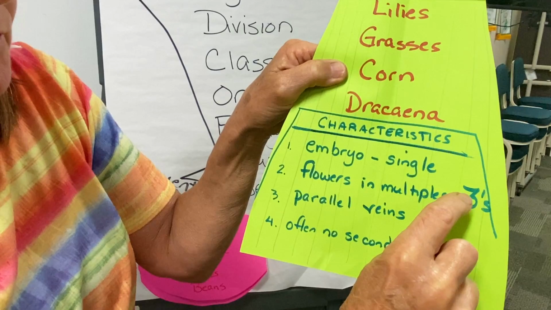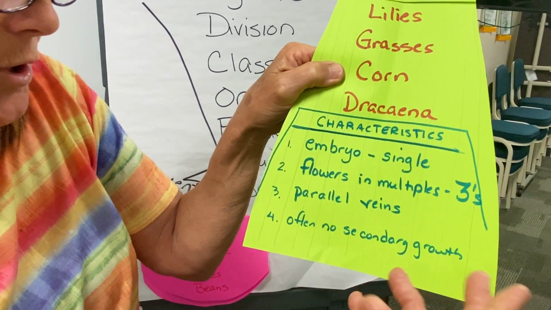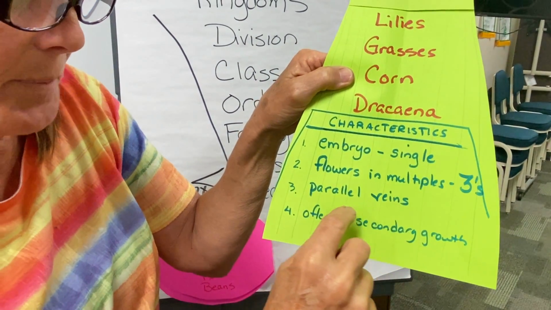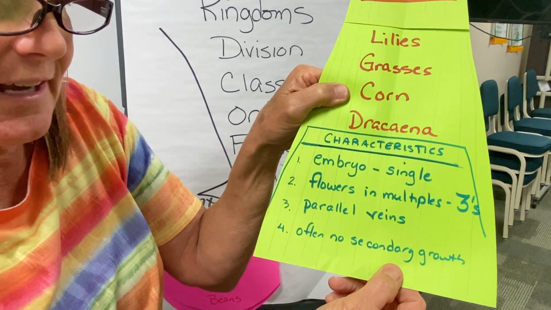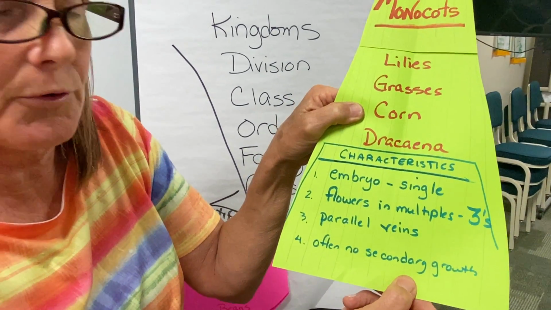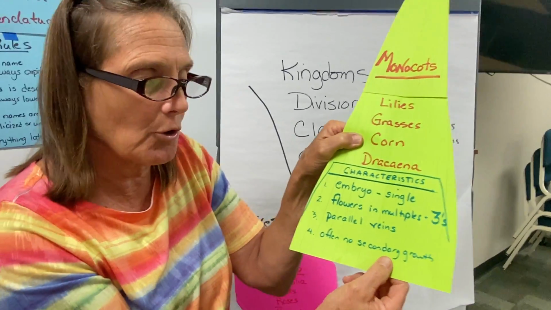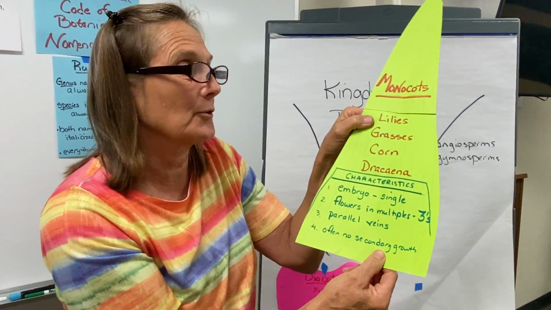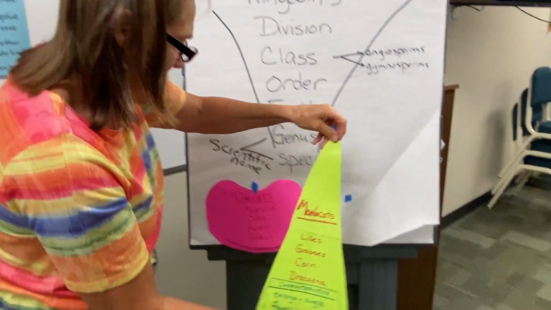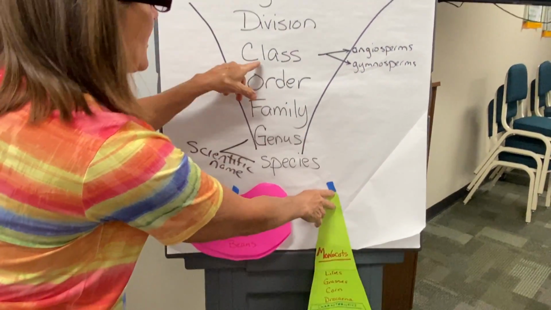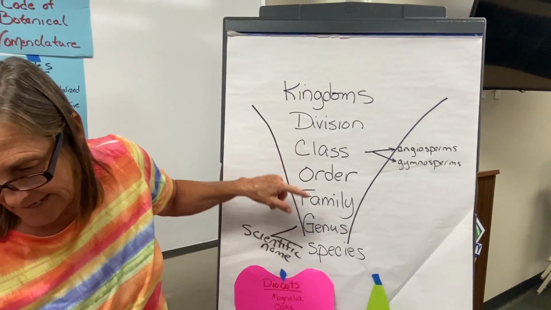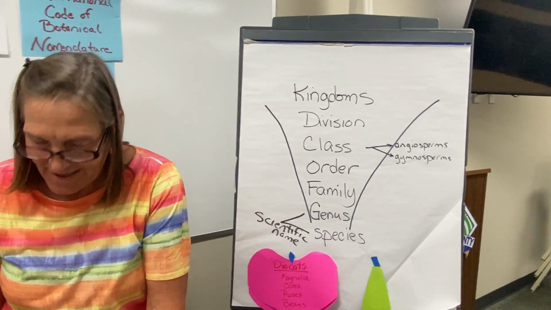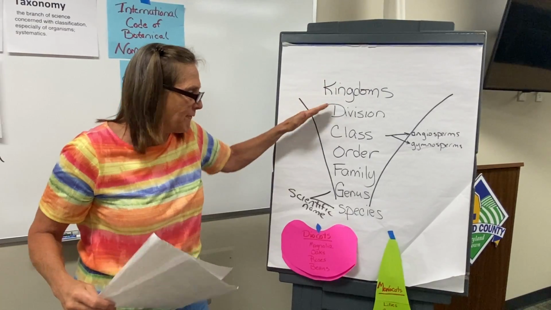If you've got petals, they're either 3, 6, 9, or more. And the veins are always parallel. And most often these plants do not produce any kind of woody secondary growth. They tend to be more herbaceous perennials or biennials. So monocots and dicots both come into a subclass section under Carolus Linnaeus' system. So every plant in the world fits into this.